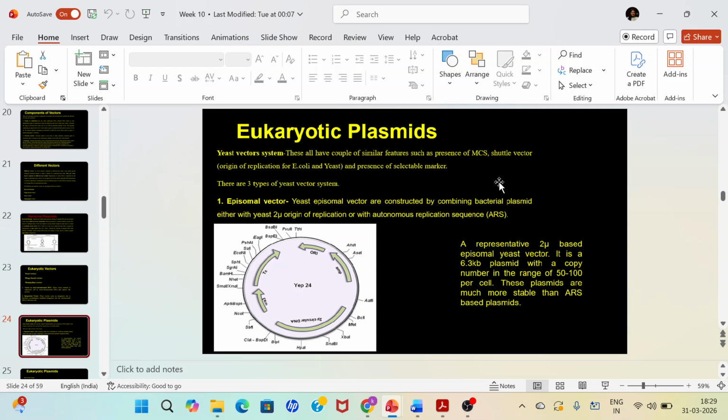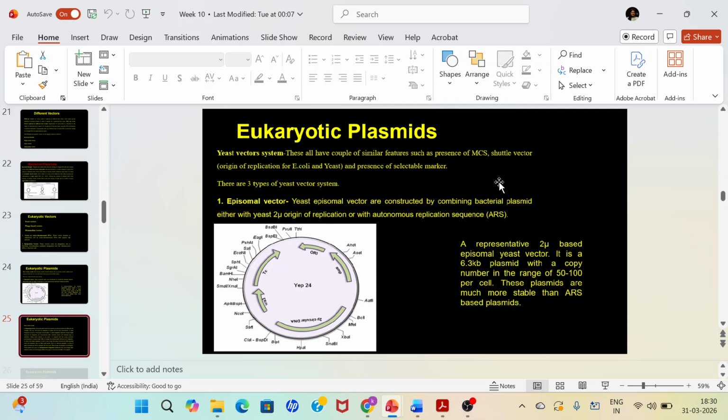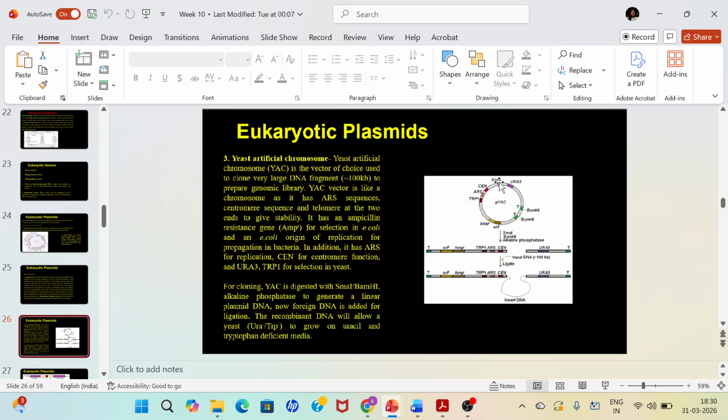If we talk about the yeast vector system, they all have a couple of similar features, such as the presence of an MCS, that is, a multiple cloning site, a shuttle vector, origin of replication for E. coli and yeast, and selectable markers, so that we can know what gene has gotten into our plasmid. There are three types of yeast vector: the episomal vectors, the integration vectors, and the yeast artificial chromosome. We are again not going into the details of these vectors. I hope you have read it from the lecture. It was just to give you an overview so that you can recall what we have read.